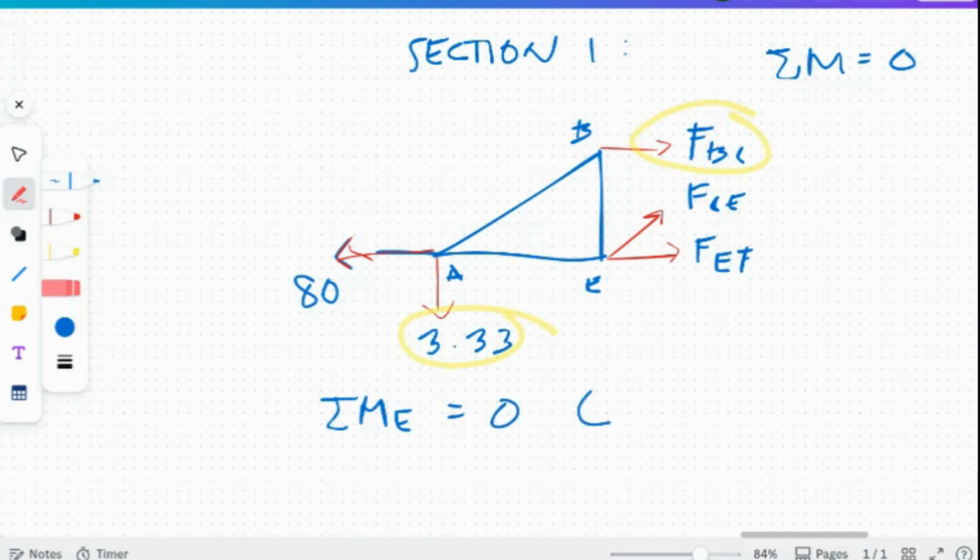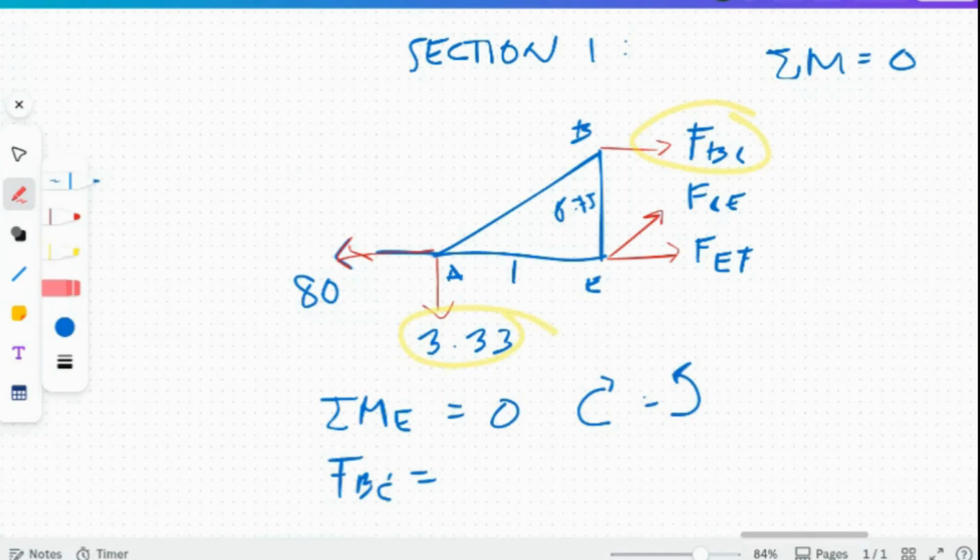So clockwise versus counterclockwise. For clockwise, that's FBC. Oh, I forgot to write the distances. This is 1, this is 0.75. Okay, so 2.